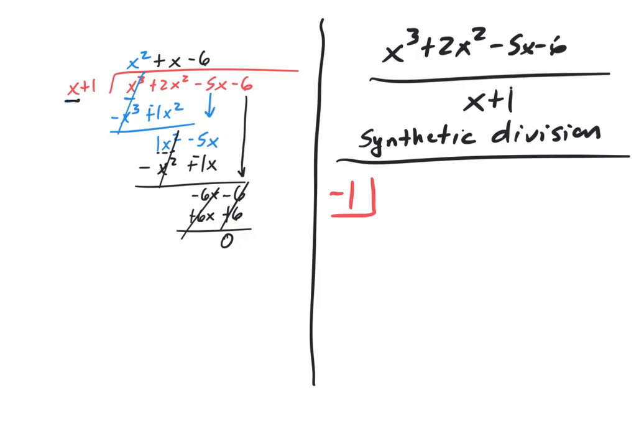Okay, next to the box, we're going to put all of our coefficients. So we have a 1, a 2, a negative 5, and a negative 6. So we're going to list those out. 1, 2, negative 5, negative 6.